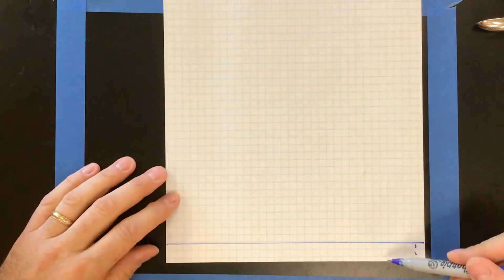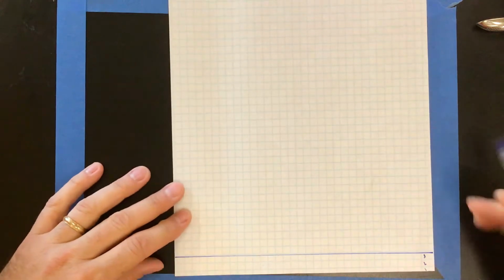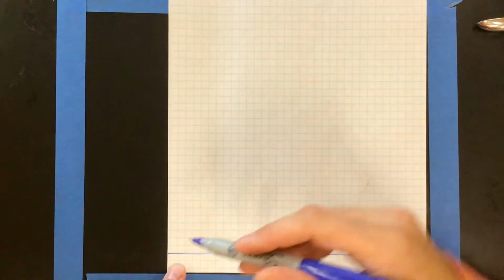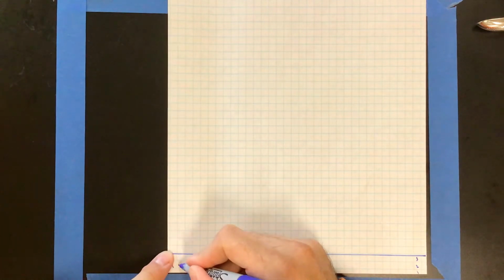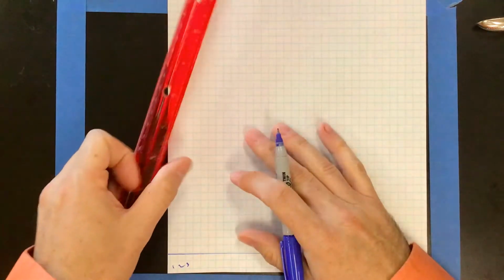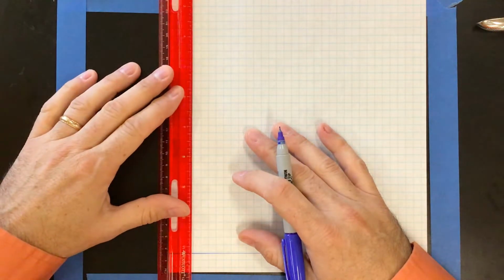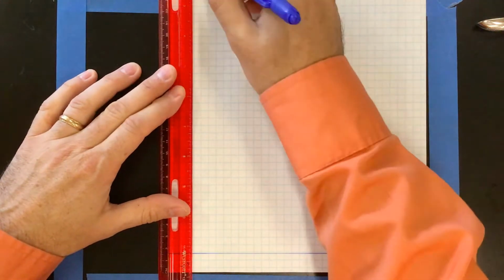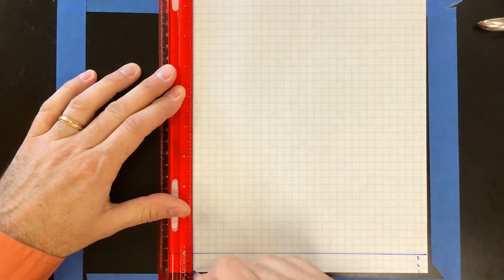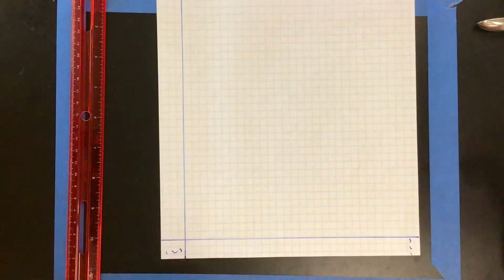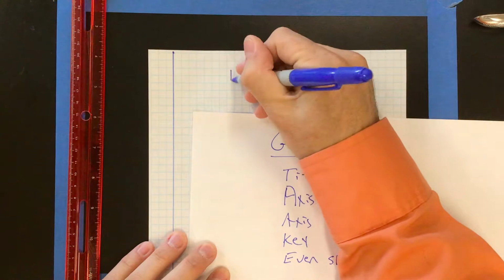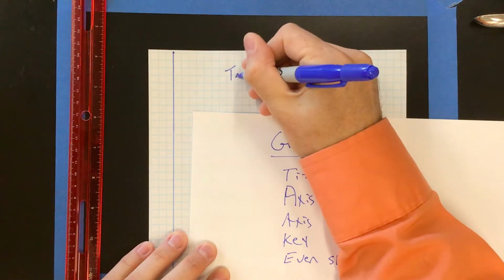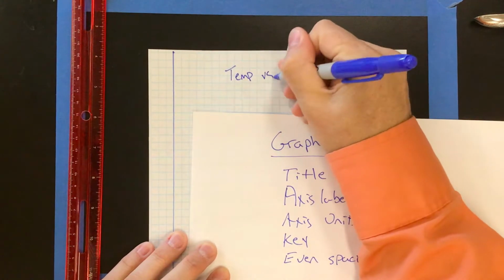That gives you plenty of room down here to write your labels and your numbers. Then over here on your y-axis, this first one, there's pretty much nothing there, so this would be 1, 2, 3 going that way. And then we would draw in our y-axis. On this particular sheet, we have our title. We'll make a title for this one. We're going to call this temperature versus time.